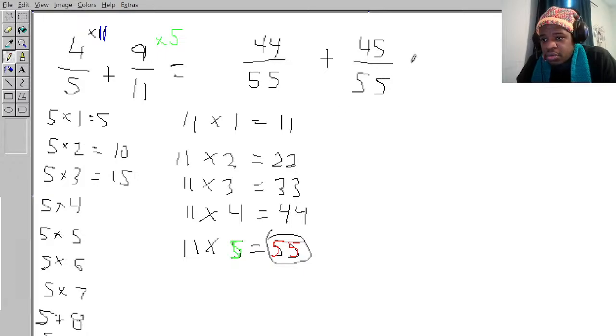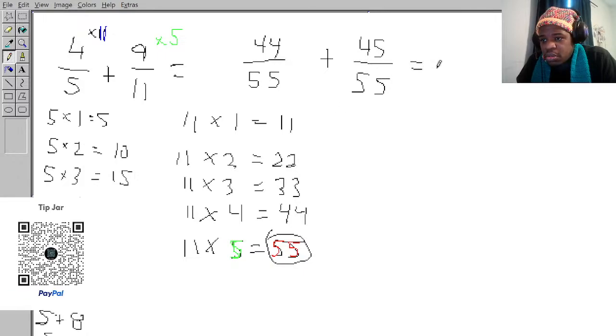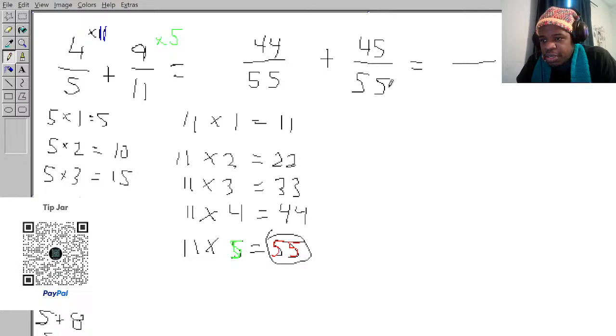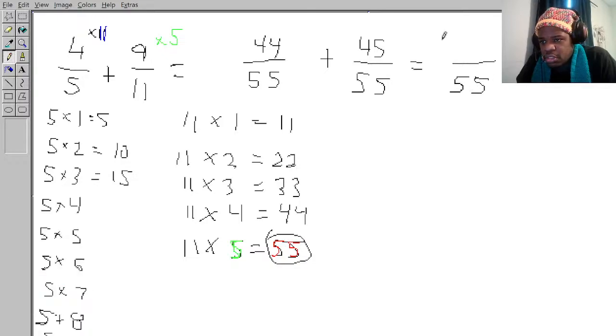And now, with fractions, you don't touch the bottom. Since they're common denominators, they stay the same. It just comes right over. And then you just add the top. So 4 plus 5 is 9. And 4 plus 4 is 8.